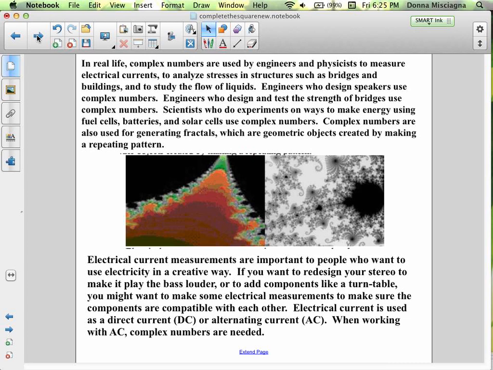And fractals are very interesting. I just have two examples here, and I don't know if they're filming as well as they could, but if you look online, you can see even more fractals.